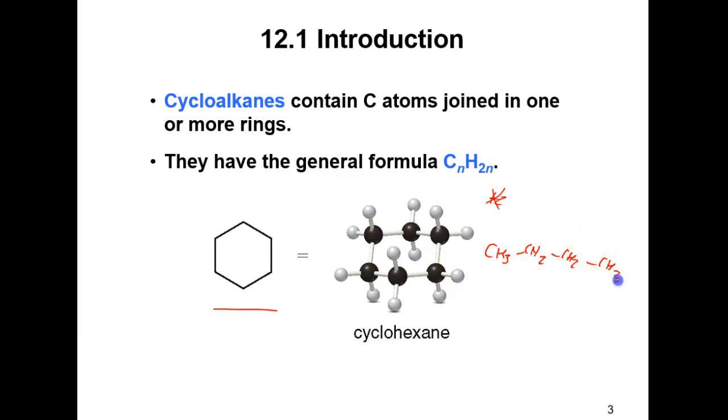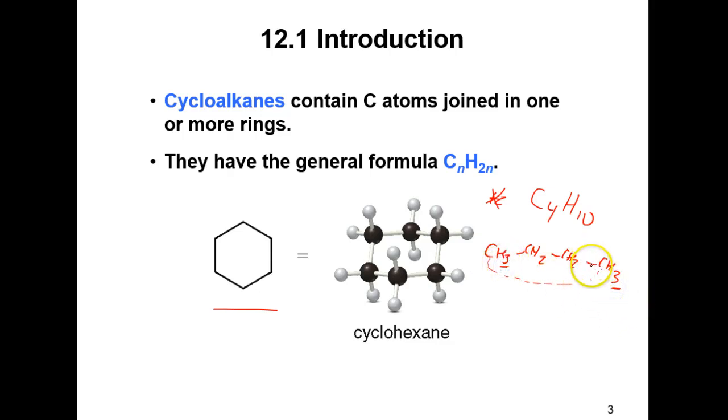CH3. Okay, so I got 4 carbons. All right, so if this is acyclic, this would be C4H10. If I were to close this up, let's say I wanted to bond this carbon to this carbon, well, if I want to do that, I have to get rid of one of these hydrogens, and I have to get rid of one of these hydrogens.